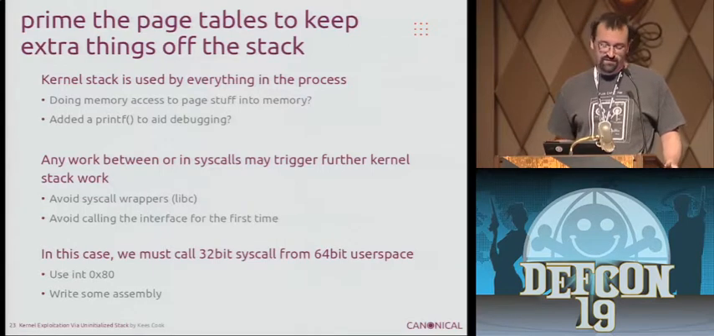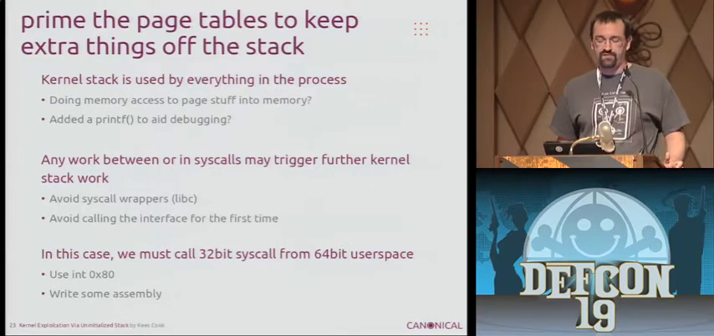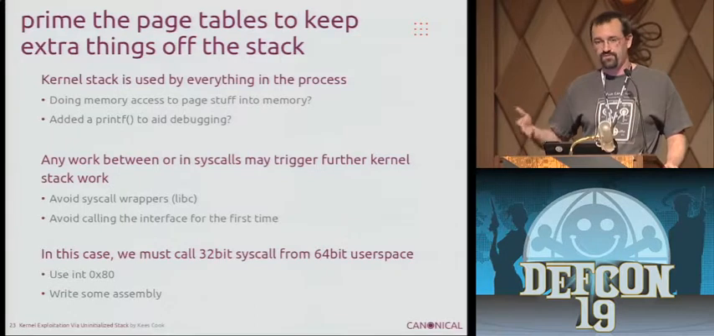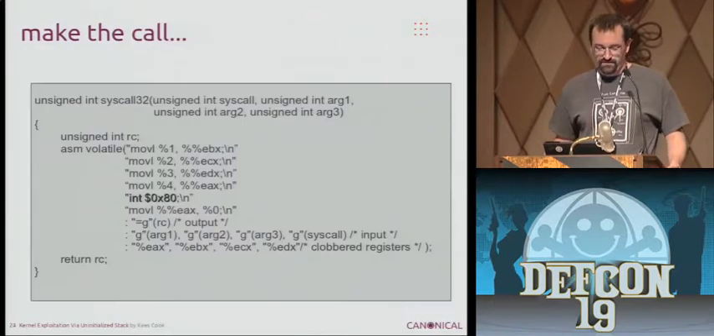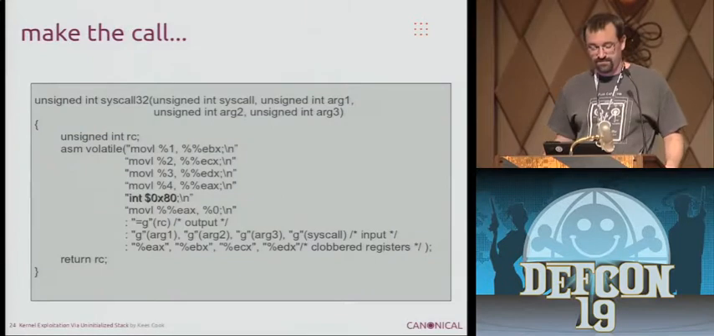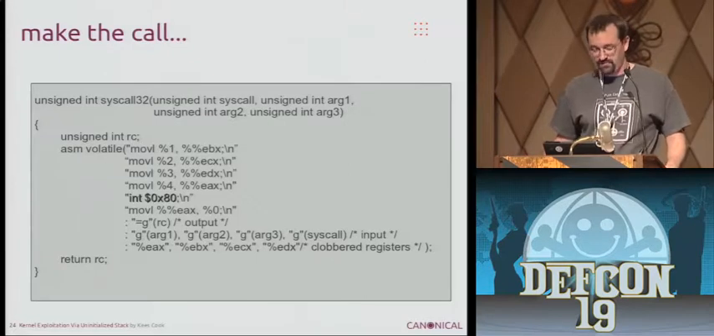And another small challenge is these are all compat syscalls, so they're in 32-bit, but we're actually trying to attack a 64-bit host. So we have to call a 32-bit syscall from a 64-bit executable, which is just some more assembly, which I have here. Basically, the int 0x80 will force a 32-bit syscall. So this is a quick C wrapper to shove the arguments I need into a 32-bit syscall and return.